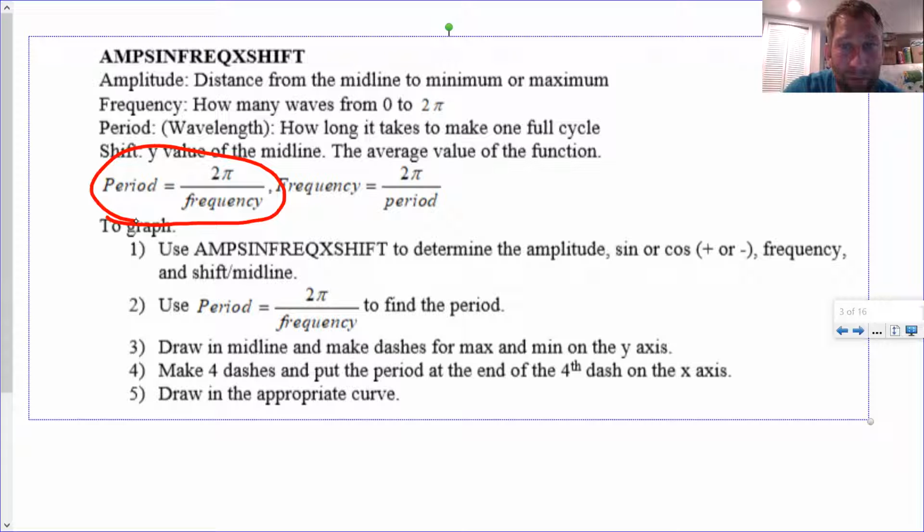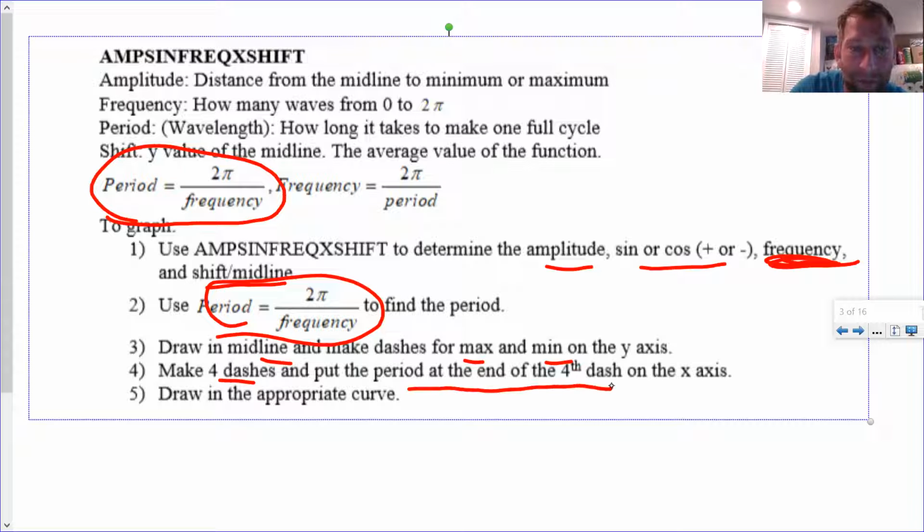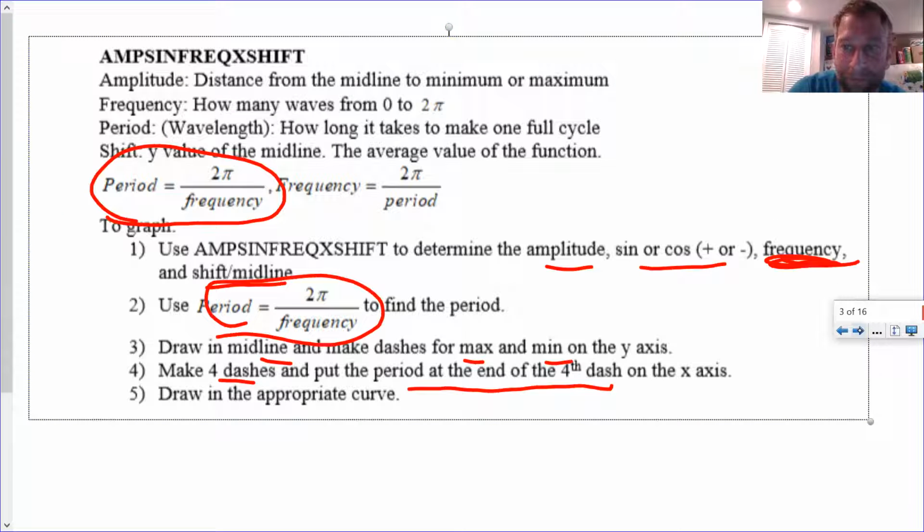To graph, we need to use amp, sine, freq, x, shift to determine the amp, sine or cosine, positive or negative, the frequency, and the shift, which is the same thing as the midline. And once I have the frequency, I'm going to use the frequency to find the period. I draw in the midline and make dashes for the max and the min on the y-axis using the amplitude. I make 4 dashes on the x-axis, and the period goes at the end of the fourth. Once I do all that, I just look at my 4 waves, and I sketch in the appropriate one.